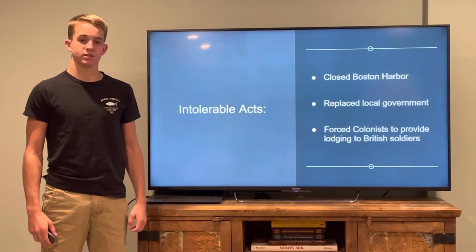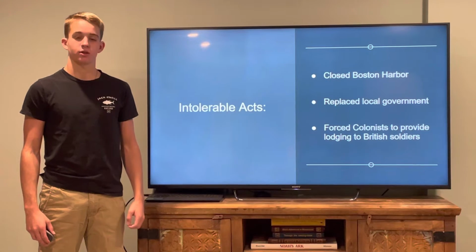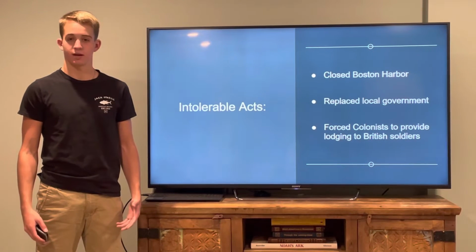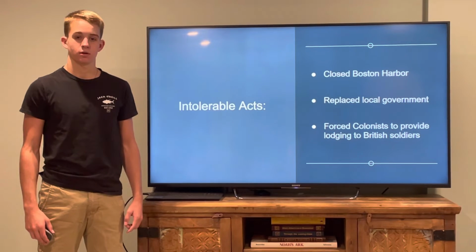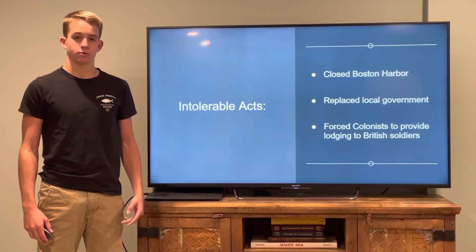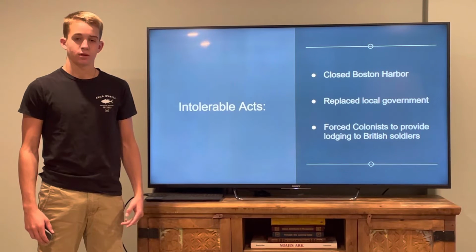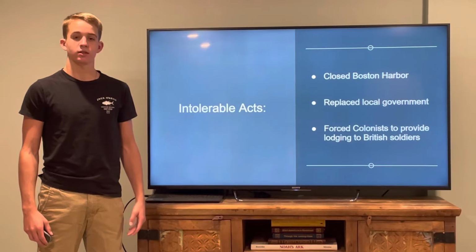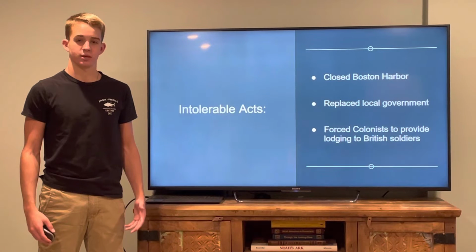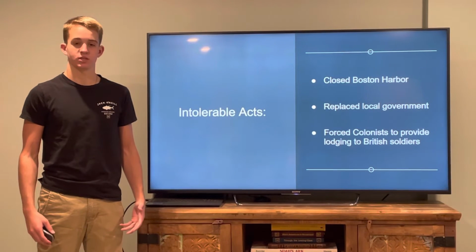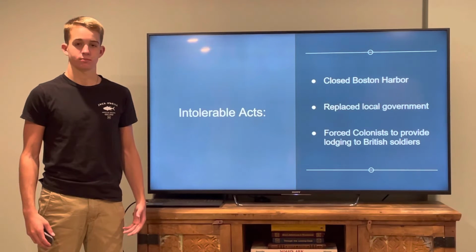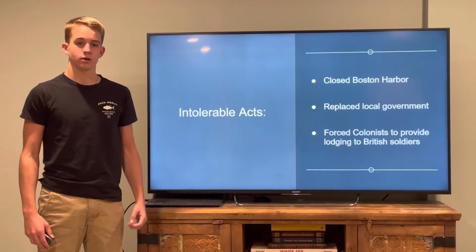By the 1770s, however, England had passed the Intolerable Acts, or the Coercive Acts. These acts forced the closure of Boston Harbor, replaced local government the colonists had elected, and forced colonists to provide food and lodging to any and all British soldiers within the colonies. The colonists saw the Intolerable Acts as an invasion of their rights and their privacies. They were enraged. They called a meeting.